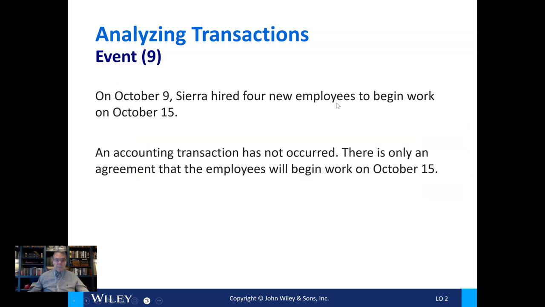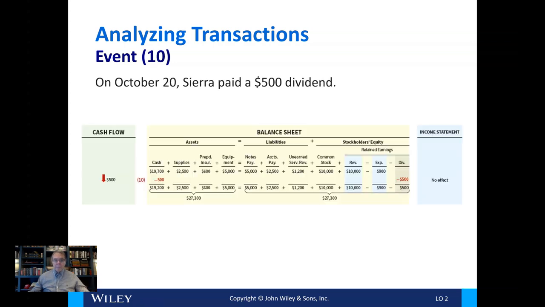On October 9th, we hired 4 new employees to begin work on October 15th. No financial transaction at this point. There's no financial until we start paying them.